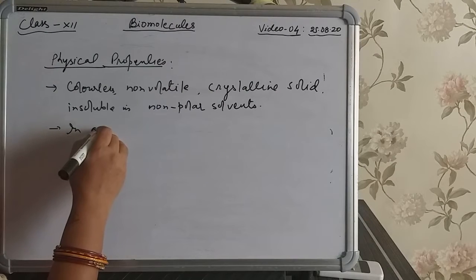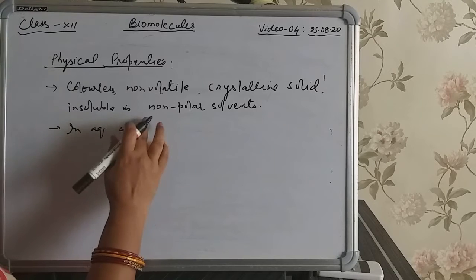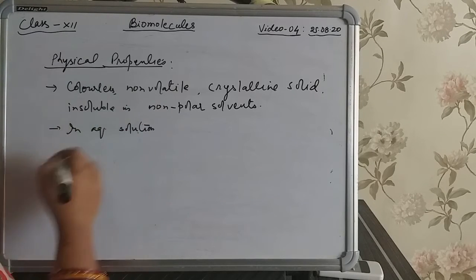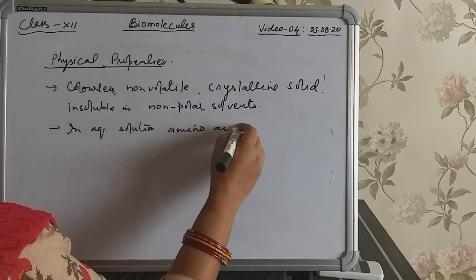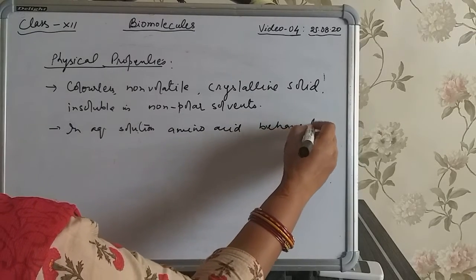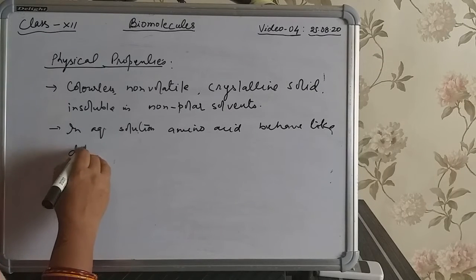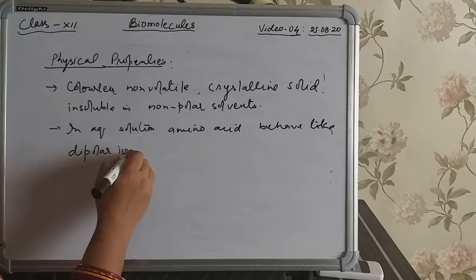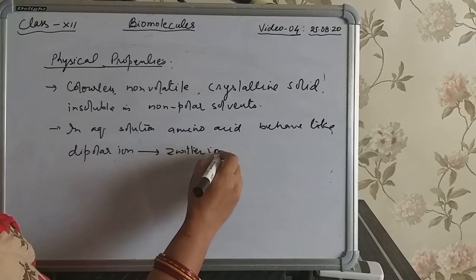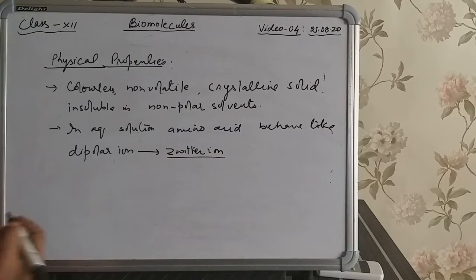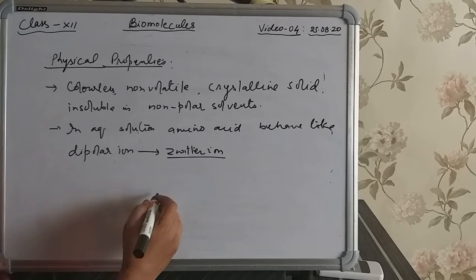In aqueous solution, amino acids behave like dipolar ion, which is called Zwitter ion. So let's discuss what is Zwitter ion. At first we discuss about the structure of Zwitter ion.